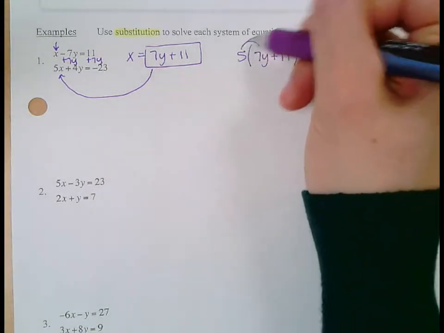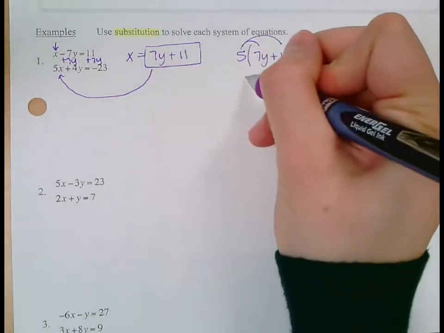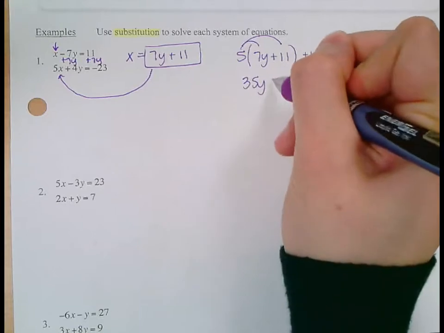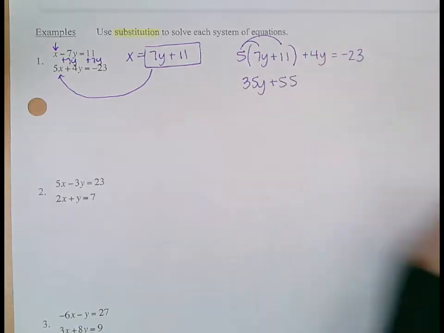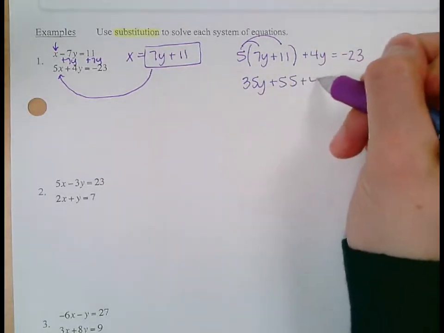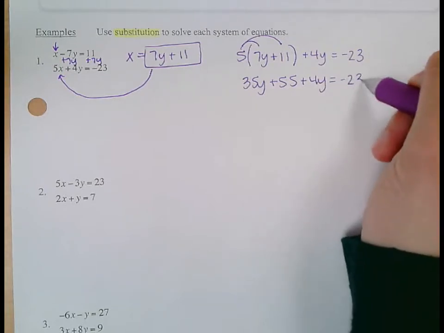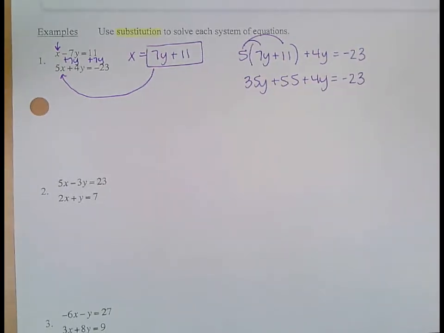Distribute the 5, yes. So I would have 35y plus 55 by distributing. Bring down the plus 4y equals negative 23. So get rid of parentheses if you have them. And then the next step, what could I do next to solve for y?